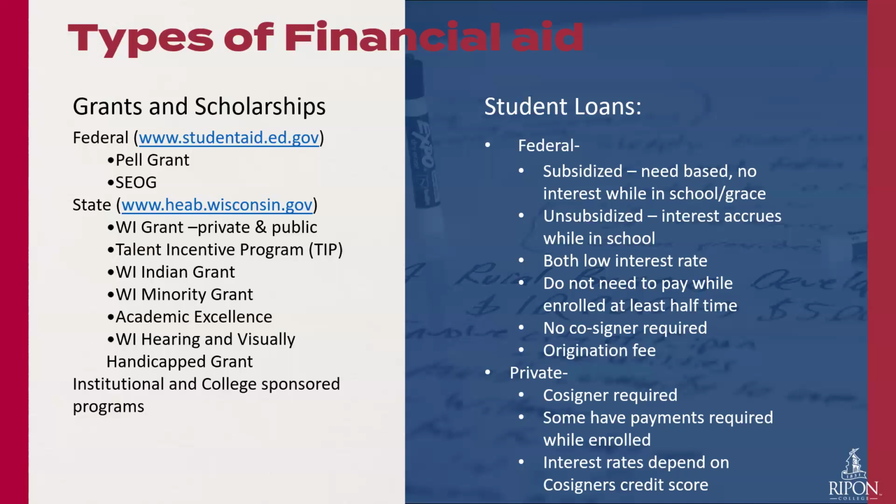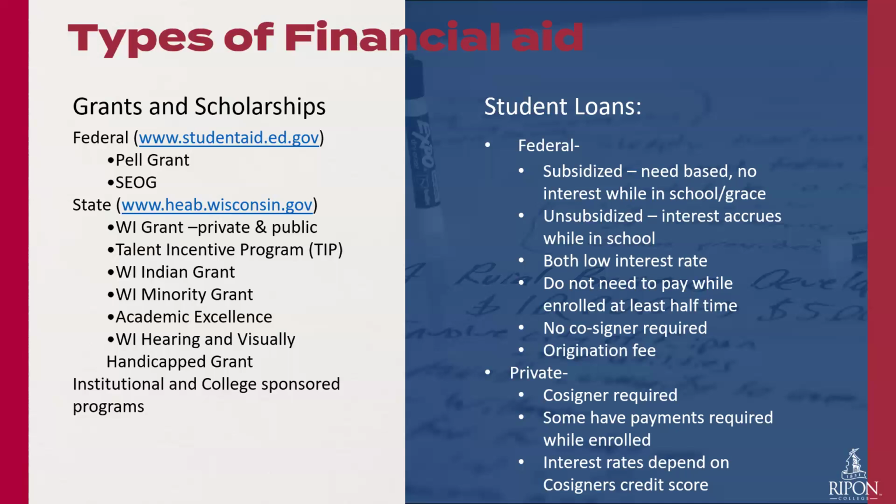They have the same interest rate, which is typically a little bit lower than a private loan, and the student does not need to make payments on them while they're enrolled at least half time in school. They also do not require a cosigner, but they do have an origination fee. The interest rates and the origination fees can be found online, and they change each year.